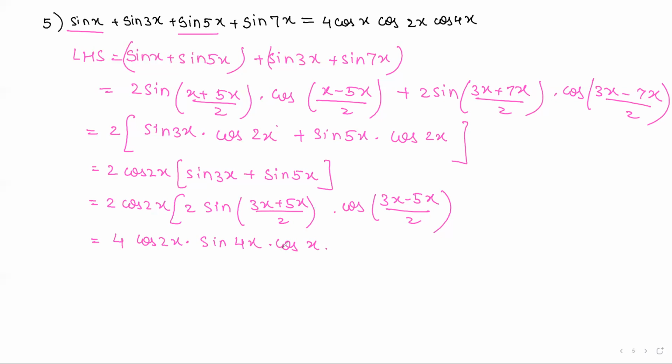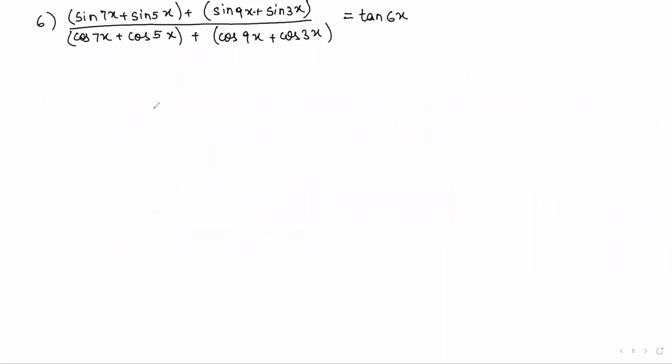Let me recheck the question. Yeah, I copied the question. Should have sine over here. Okay. We have 4 cos 2x into sine 4x into cos x. So this is your RHS. Next, LHS.